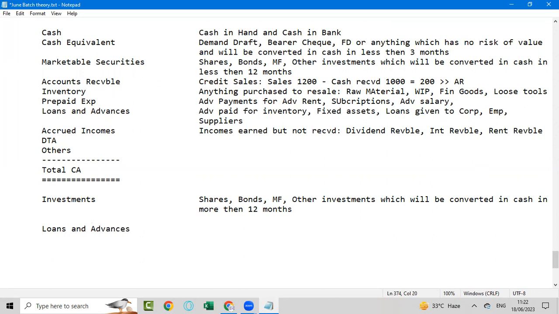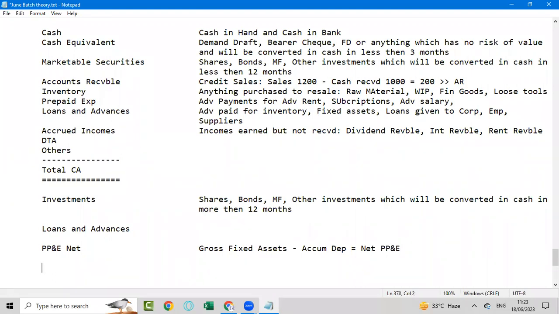Loans and advances, property, plant and equipment, net. So first you will have gross fixed assets, minus accumulated depreciation, you will get net property, plant and equipment.